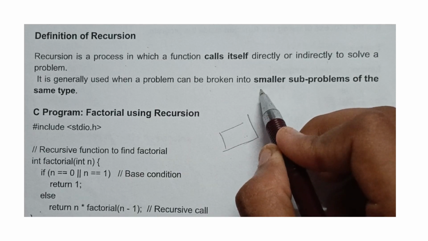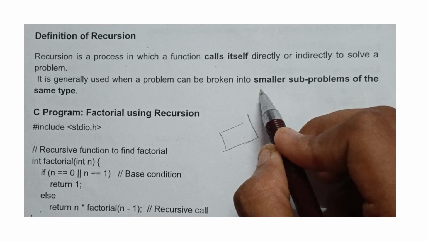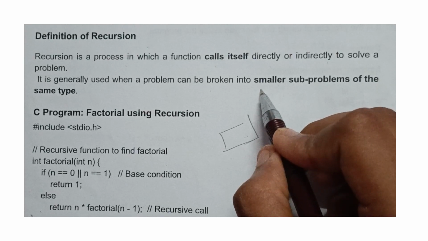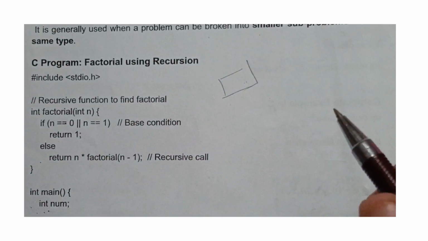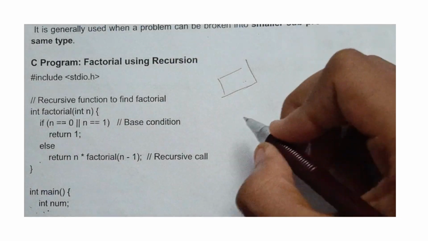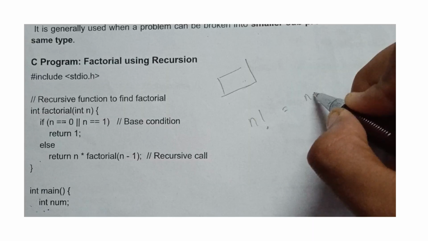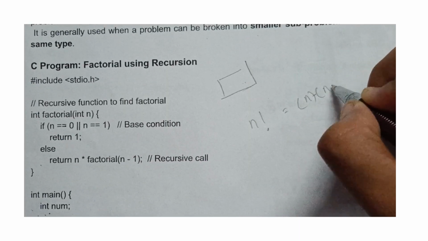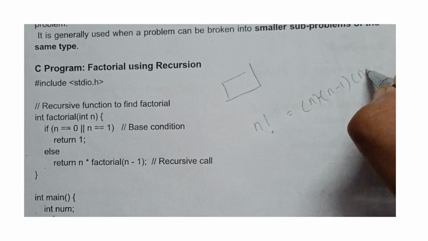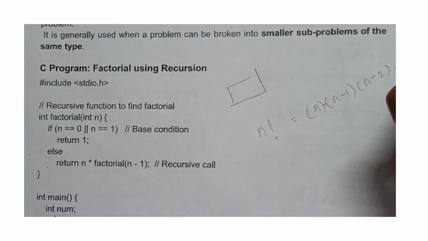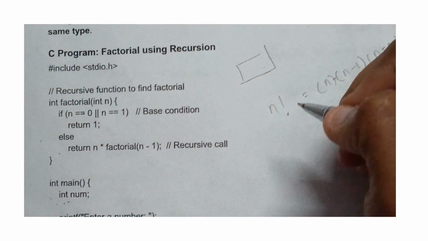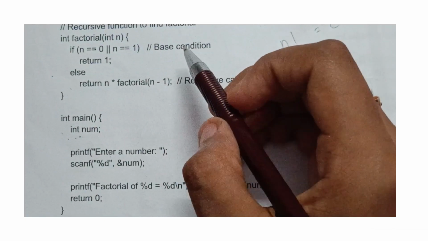So now let us see the standard examples of recursion, that is factorial using recursion. As we know, the factorial of a number is equal to n into n minus 1 into n minus 2 and so on up to 1. Now let us write a C code for it.